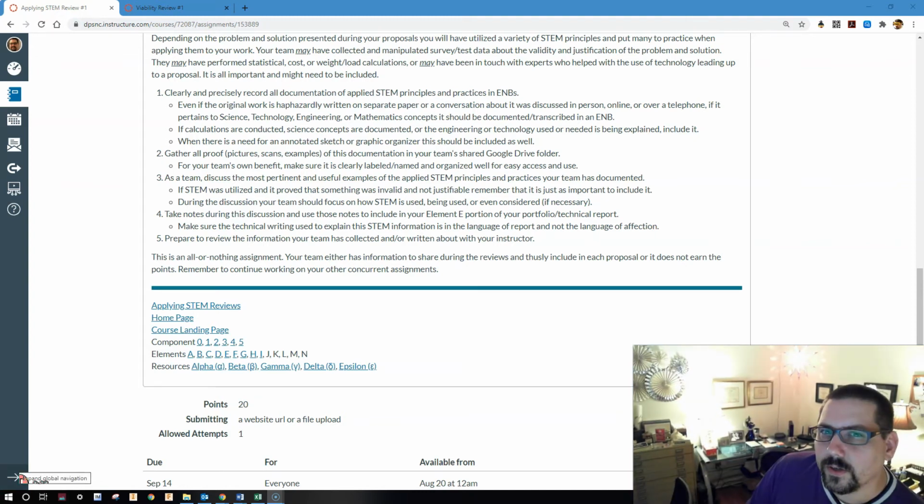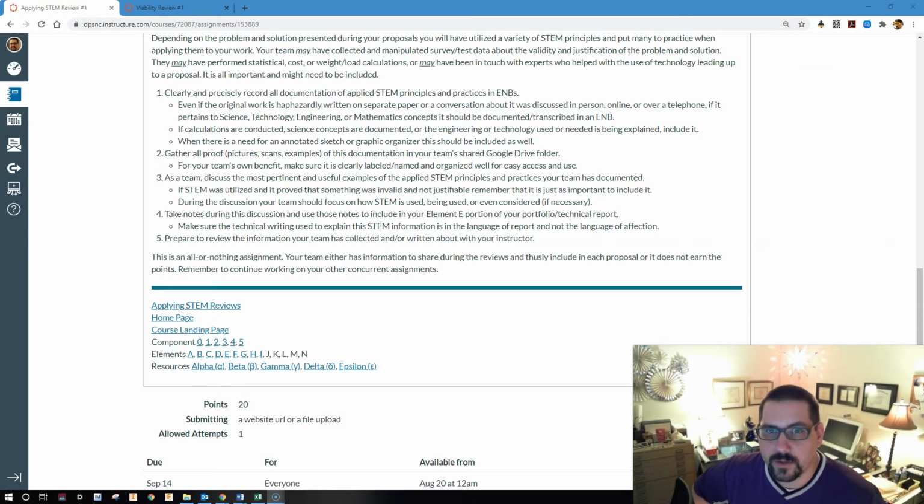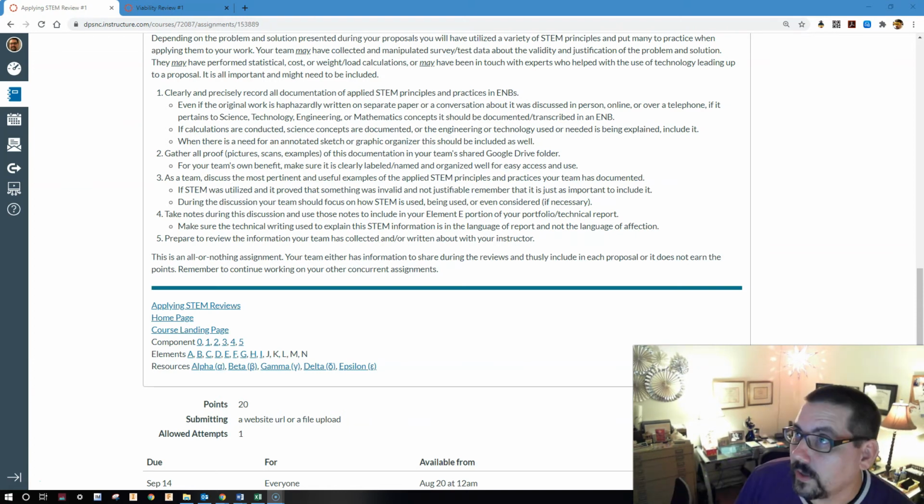Number 1, clearly and precisely record all documentation of applied STEM principles and practices in your E&Bs. Even if that original work was haphazardly written on a separate piece of paper, or a conversation about something was discussed in person or online or over a telephone, if it pertains to science, technology, engineering, or math, it needs to be documented or transcribed in your E&B. Where does it need to be put? In your E&B. At some point or another, this is important information, and the first place it should go is in your E&B.